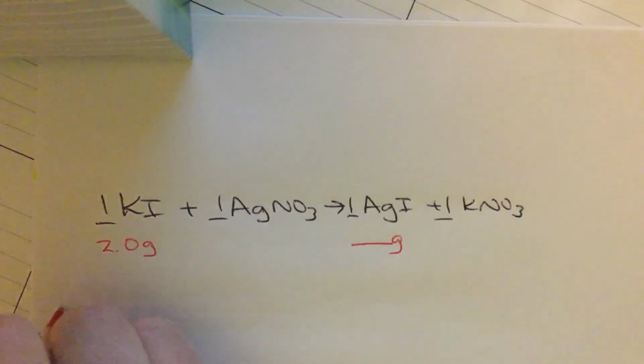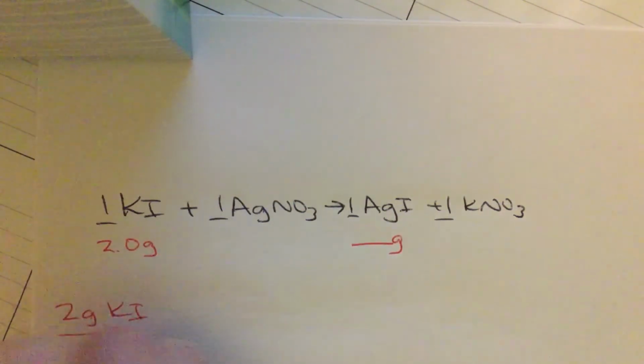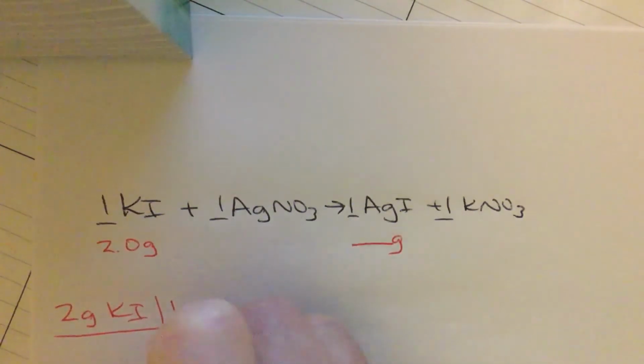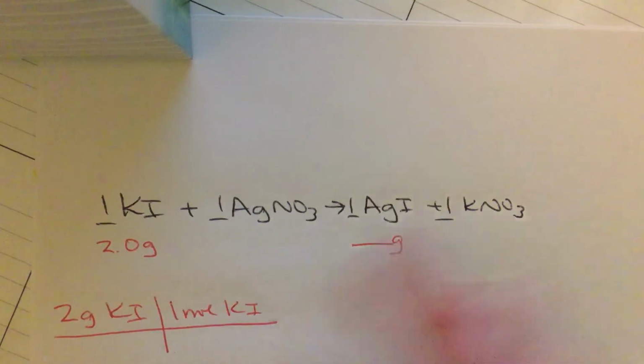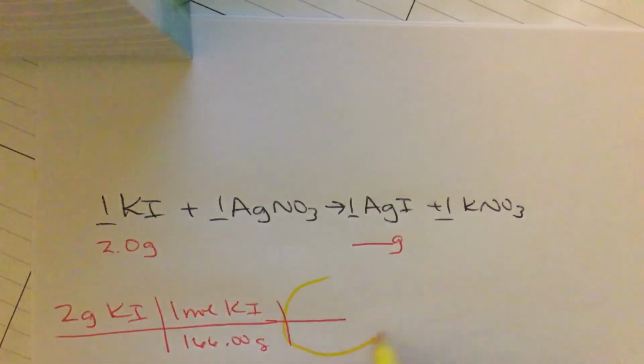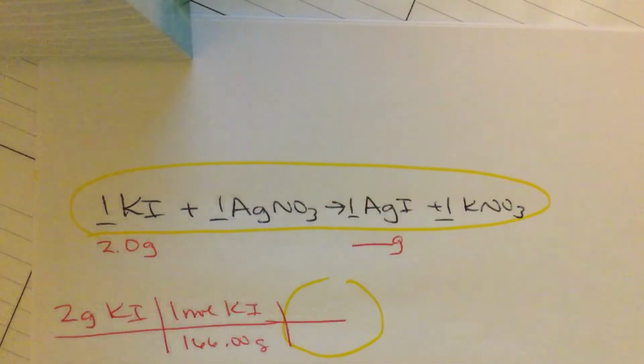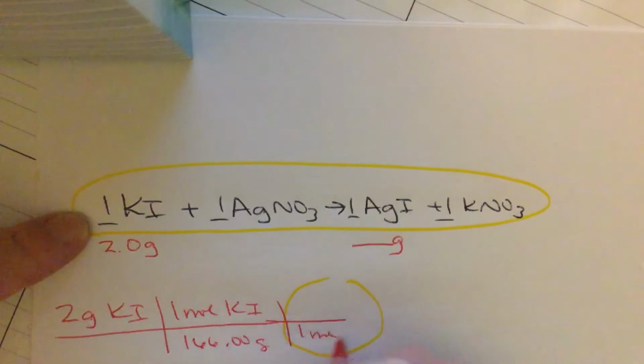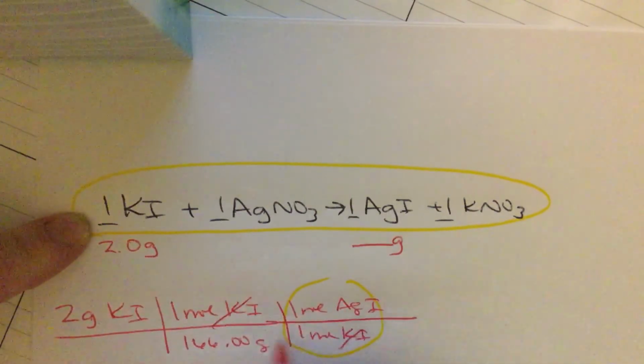Okay, so if I've got 2 grams of KI, and I know 1 mole of KI is equivalent to, oh goodness gracious, I gotta look up iodine's mass. It may not be the same as yours. So 126.90 plus 39.10. So it's 166.00 grams. Now remember on this part right here, I have to look up at this equation, but it's all balanced. That's good. So 1 mole of KI is equivalent to 1 mole of AgI. And the moles cancel out.